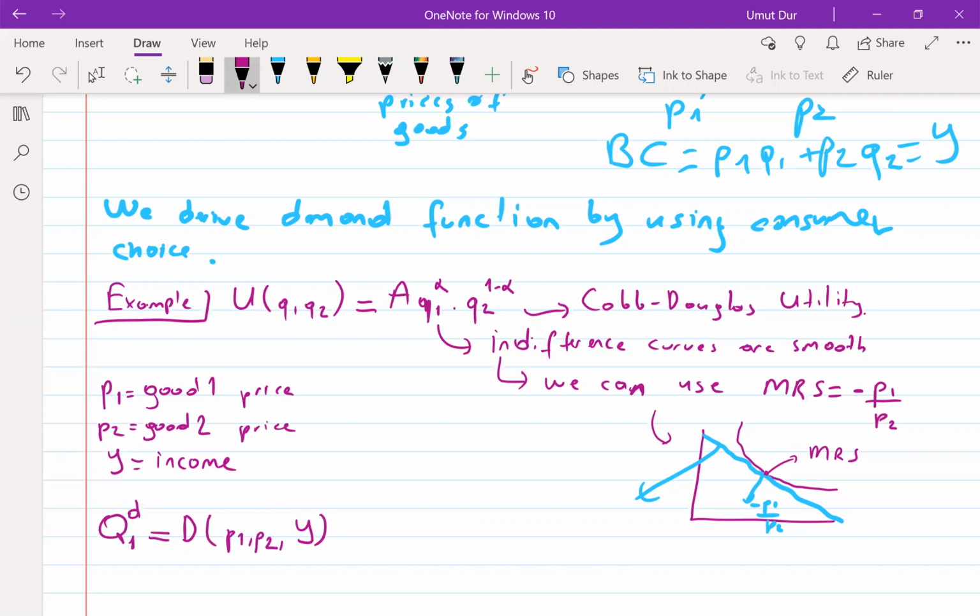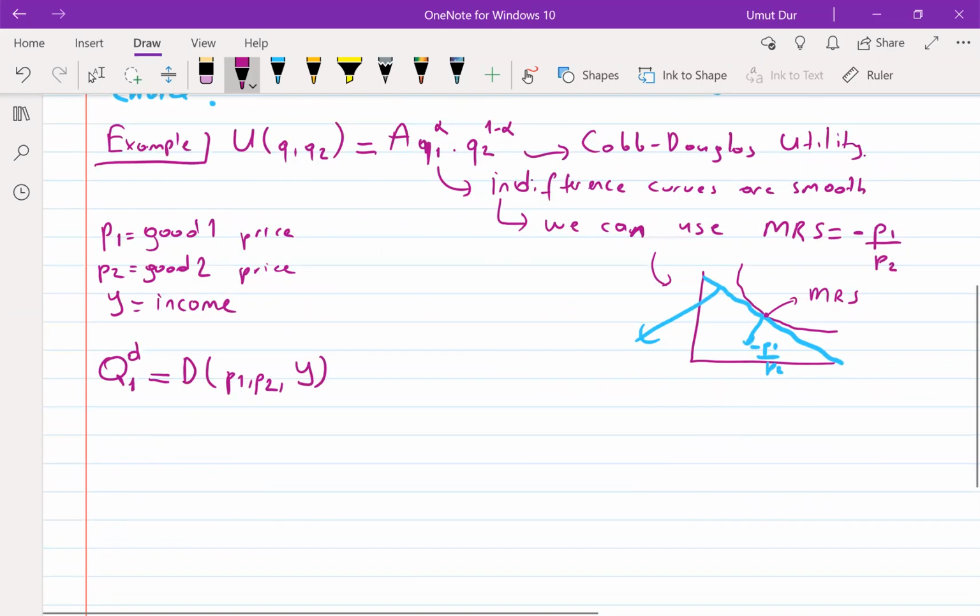And we will do this utility maximization using these parameters. What do I mean here? We don't have the exact values of P1, P2, and Y, but our solution will be very flexible in the following way. For any price and for any income, it will give us the exact amount of the good that we demand. So let's start.